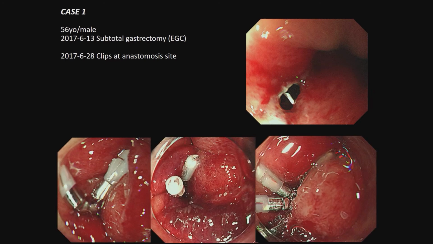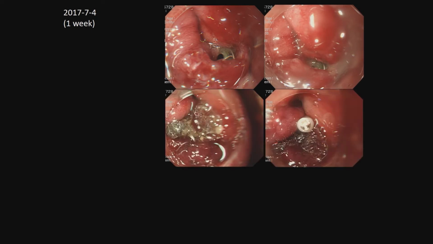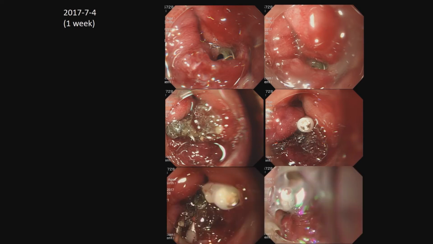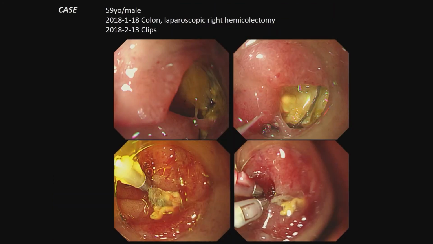First, I tried to manage it with a clip because it was a very small leakage, but there was some limitation of using a clip because it was very edematous around the area. After 1 week, I checked endoscopy, and the previous stent was all removed. So I decided to cover this defect with PGA, clipping the PGA to the surrounding tissue and using histoacryl glue. After 20 days, I followed up with endoscopy and the leakage was all healed.